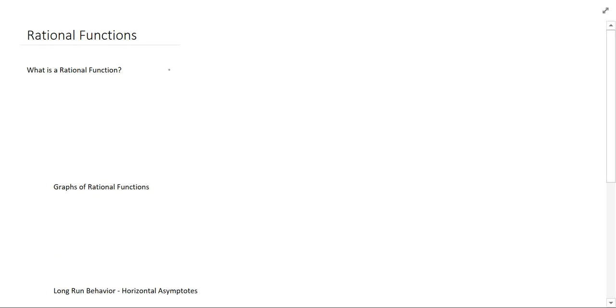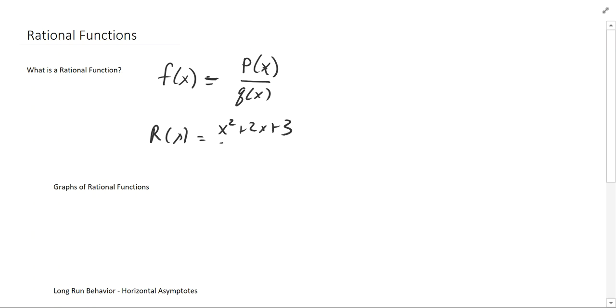So a rational function is a function made up of a polynomial function divided by another polynomial function. That's kind of the main thing. You might have a rational function that looks like x squared plus 2x plus 3 divided by x squared minus 4. That's a perfectly fine and wonderful rational function there.